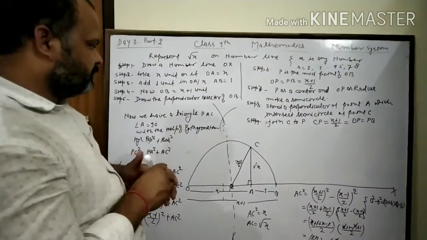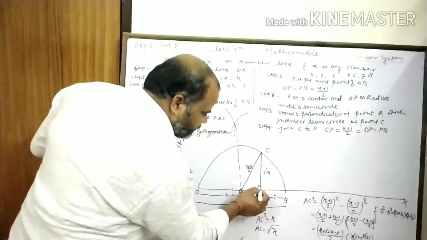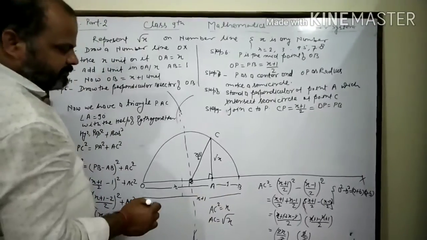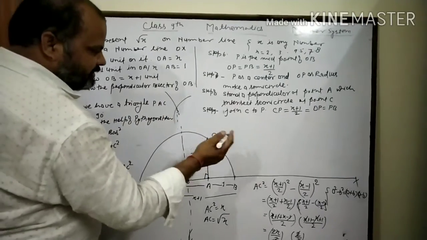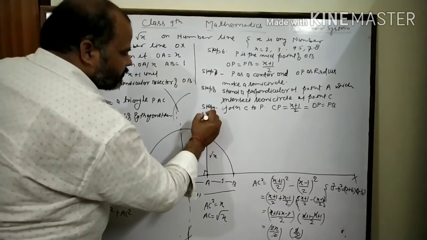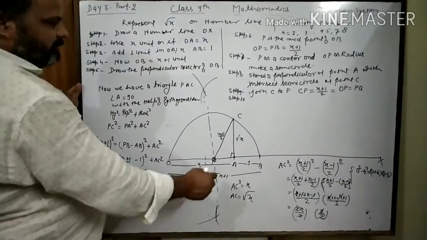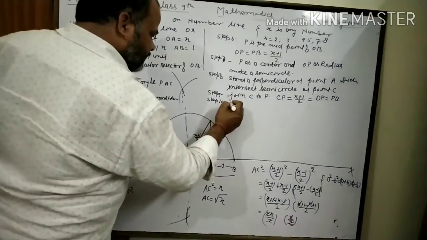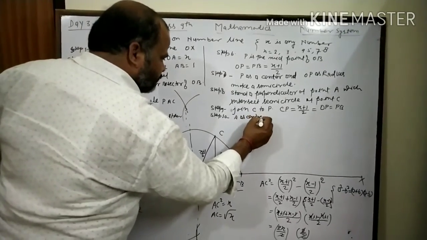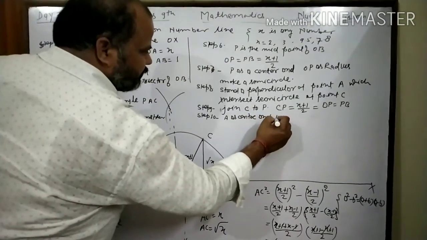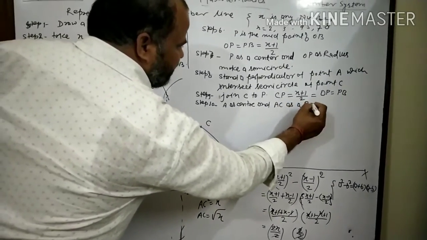Now last step, this point A as a center and AC as a radius. Make an arc. Step 10. It is the process. All are the process, and then after last step, A as a center and AC as a radius.